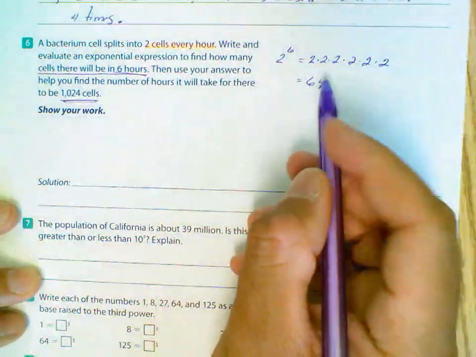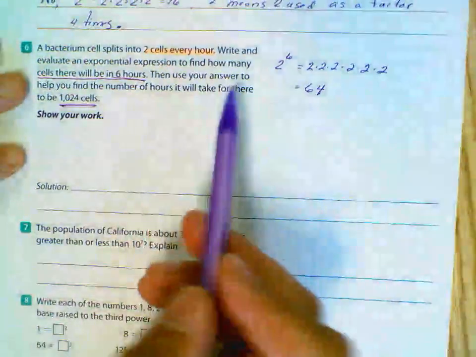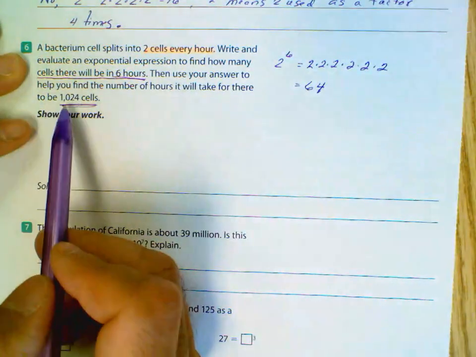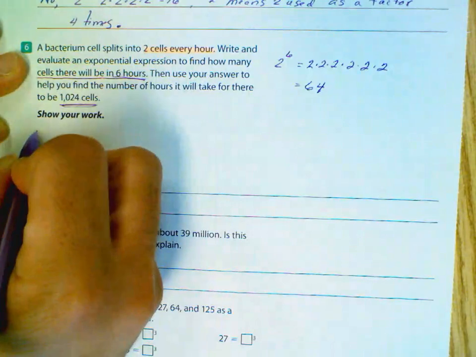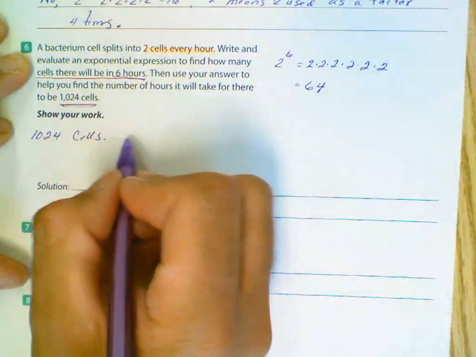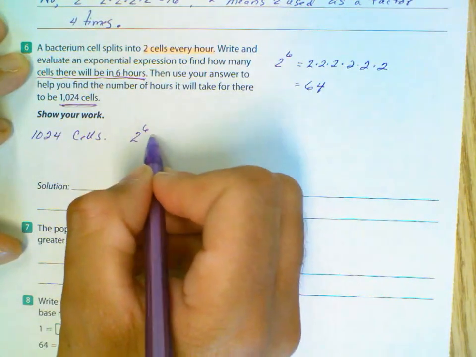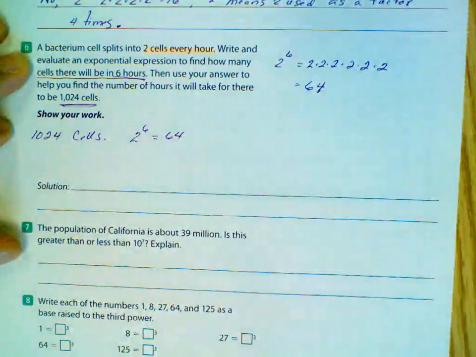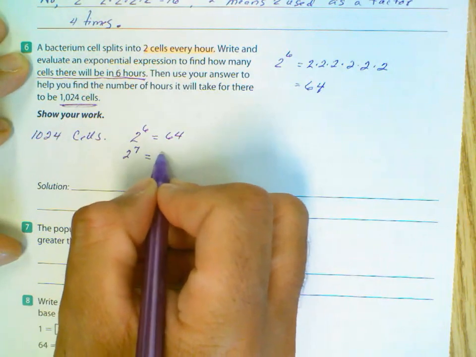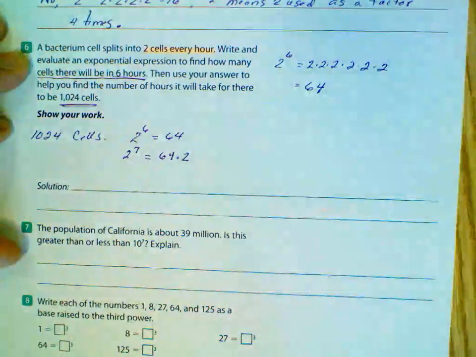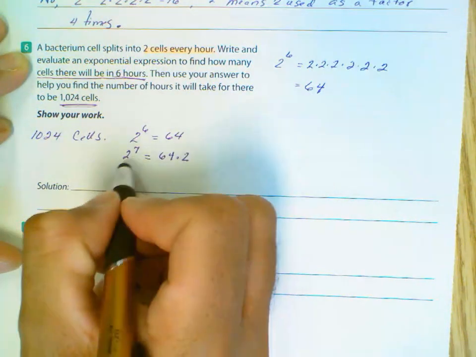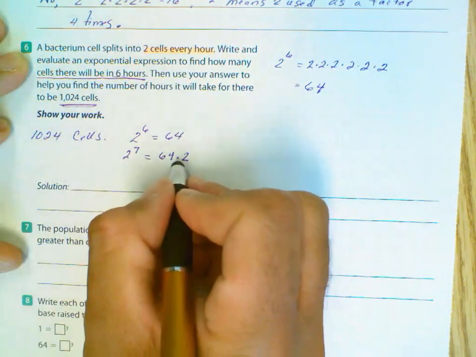until you get 64. Now, then use the answer to help you find the number of hours it will take for there to be 1,024 cells. So you have, in this case, 2 to the 6 is equal to 64. Now, look at this one. 2 to the 7 is equal to 64 times 2. Why? Because we add one more 2. So 64 is 2 to the 6. So if I have one more unit, we are adding one more 2.